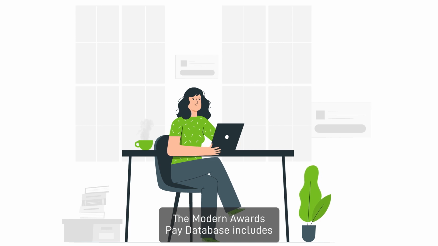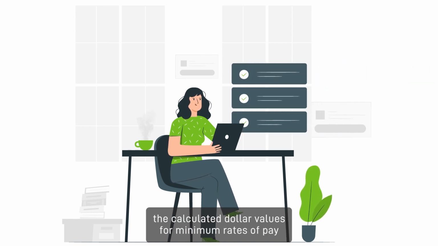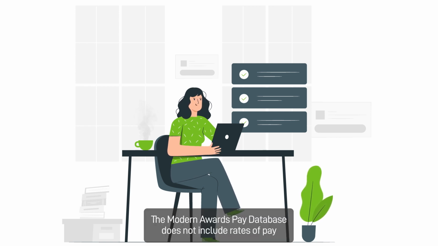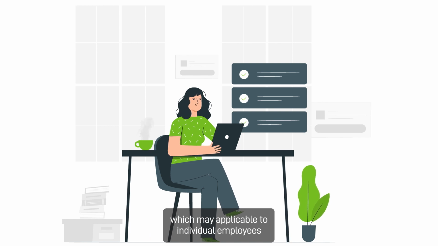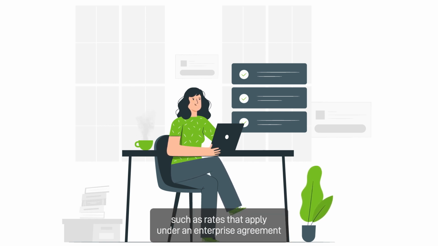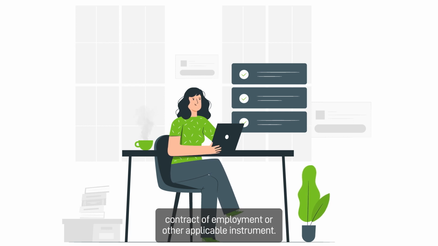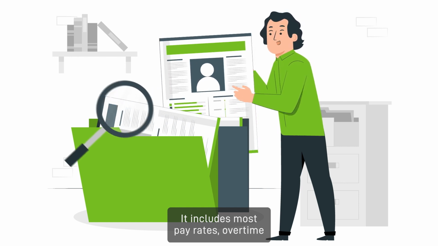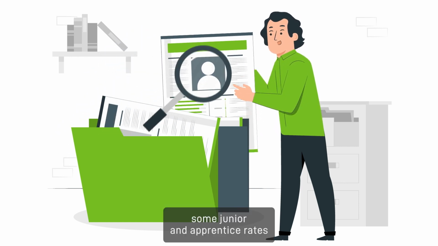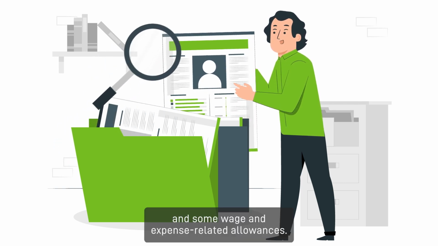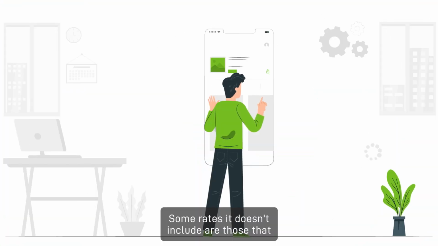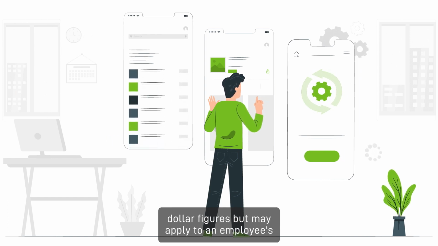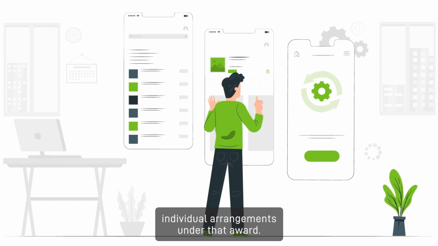The Modern Awards Pay Database includes the calculated dollar values for minimum rates of pay that are presented as dollar figures in modern awards. The Modern Awards Pay Database does not include rates of pay which may be applicable to individual employees instead of an award, such as rates that apply under an enterprise agreement, contract of employment, or other applicable instrument. It includes most pay rates, overtime, and casual rates, some junior and apprentice rates, and some wage and expense-related allowances. Some rates it doesn't include are those that are not calculated in modern awards as dollar figures, but may apply to an employee's individual arrangements under that award.